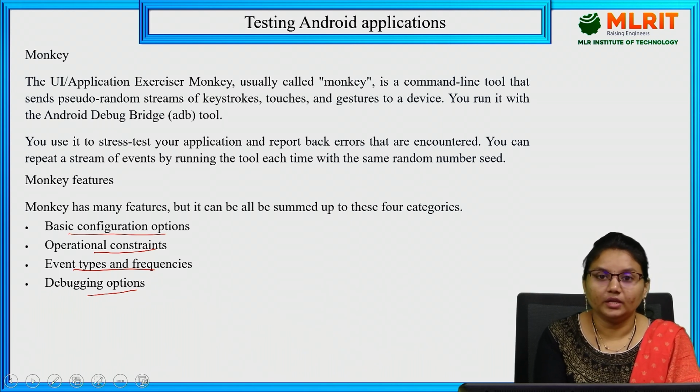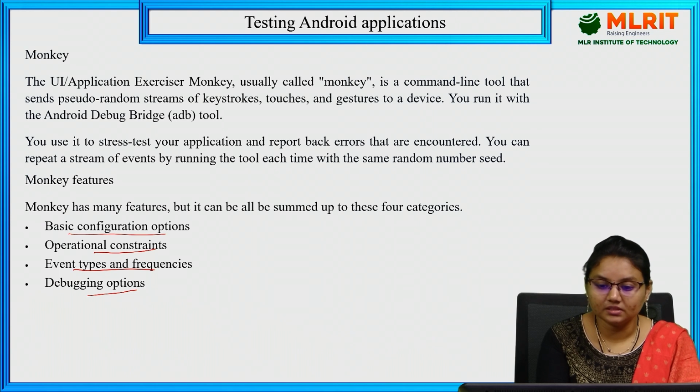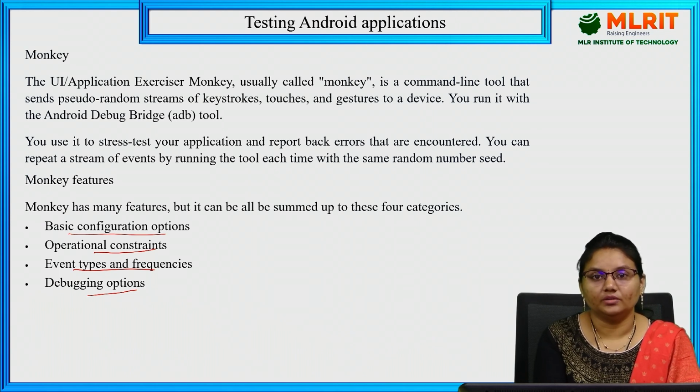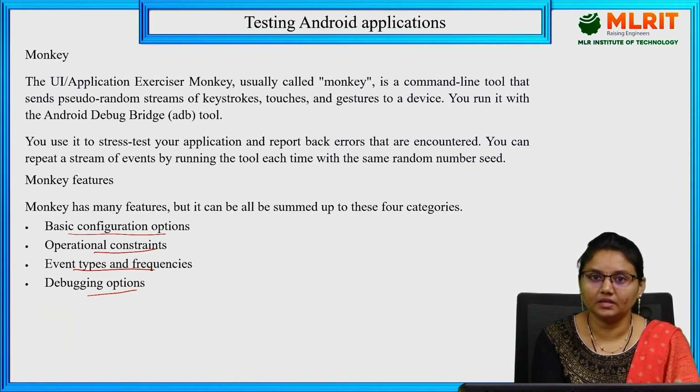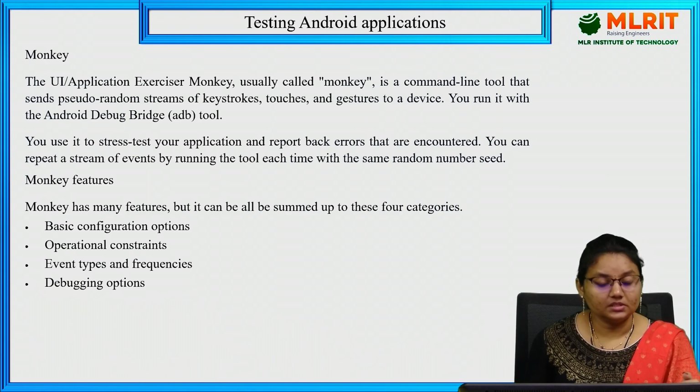Event types and frequencies. Event types, like you can click a mouse, or you can also hover your cursor onto some position, like that. Different events may occur, right? So event types and their frequency, how many times you are using a key to perform some action, that is the frequency. Debugging option is how to debug when it is showing some errors, what the options are, how it is giving them. Again, the monkey feature is helping you to do that. So these are the basic features that monkey has, summed up in these 4 categories.